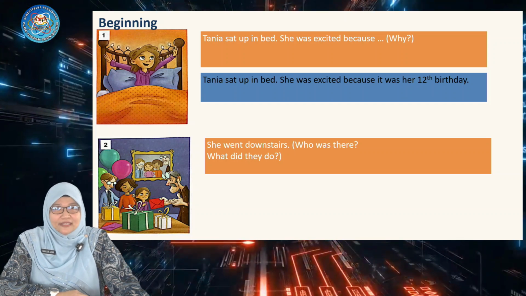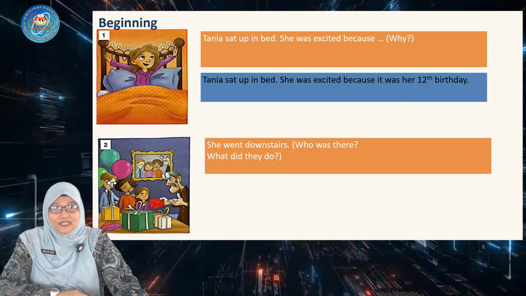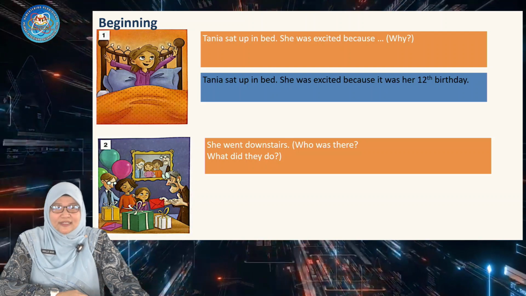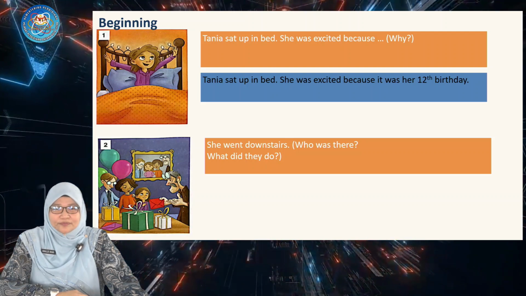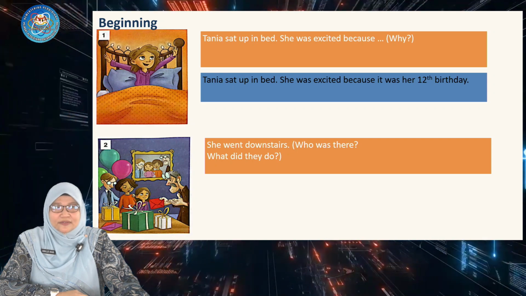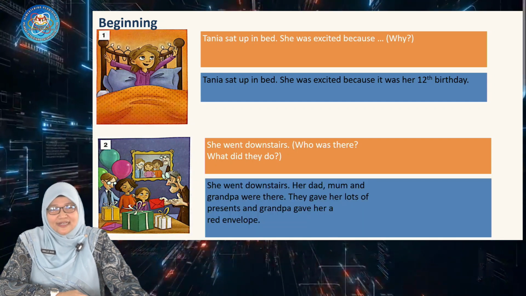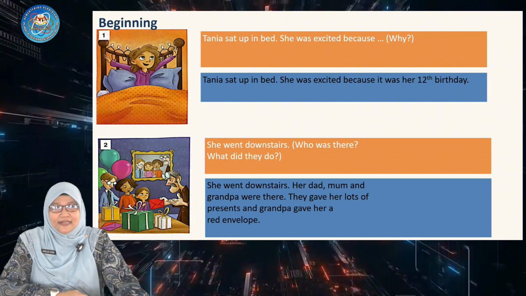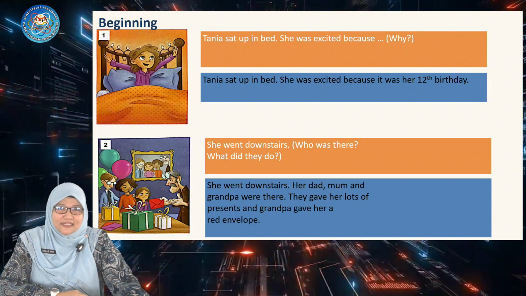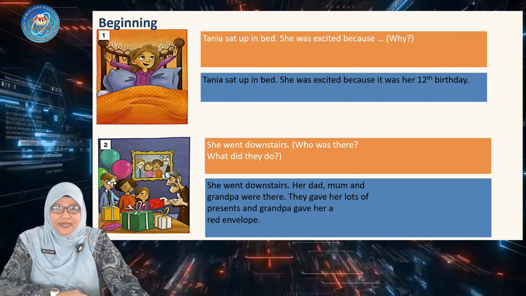Tanya sat up in bed. She was excited because it was her 12th birthday. Picture 2. The answer. She went downstairs. Her dad, mom and grandpa were there. They gave her lots of presents and grandpa gave her a red envelope.